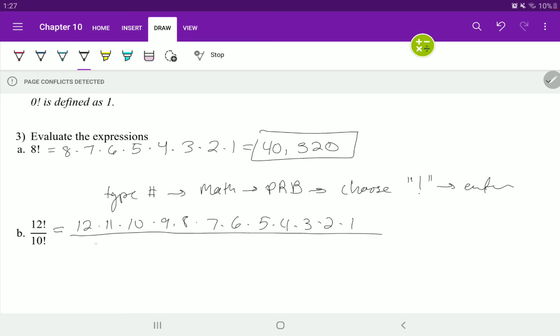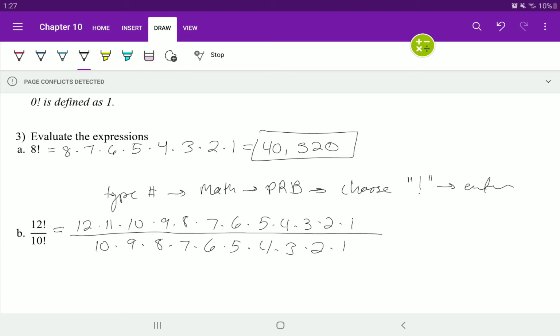Divided by 10 factorial, which is 10 times 9 times 8. And let's simplify. Although if you do it in a calculator, you get the same answer. But when it comes to your exam, they usually want it in fraction form, if a fraction form is possible. That's why I want you guys to know how to expand it.